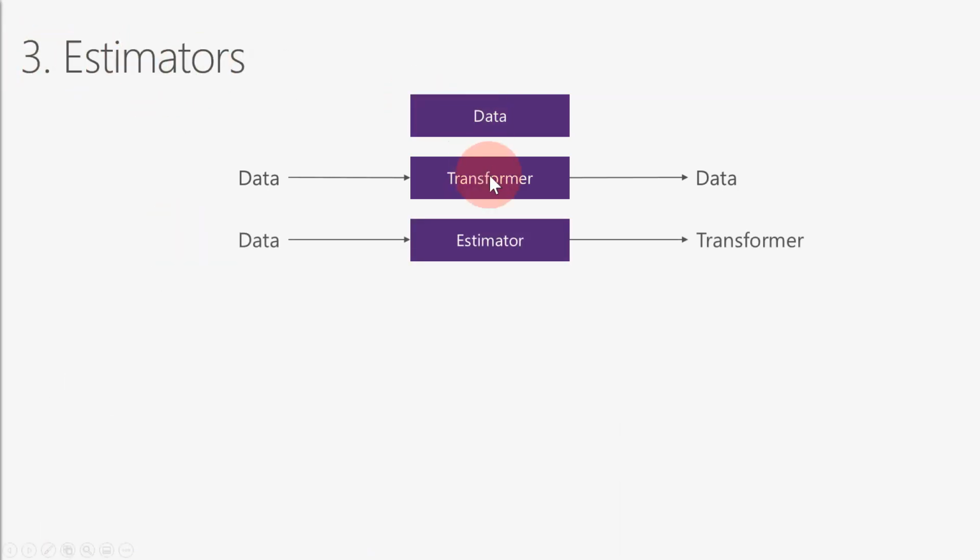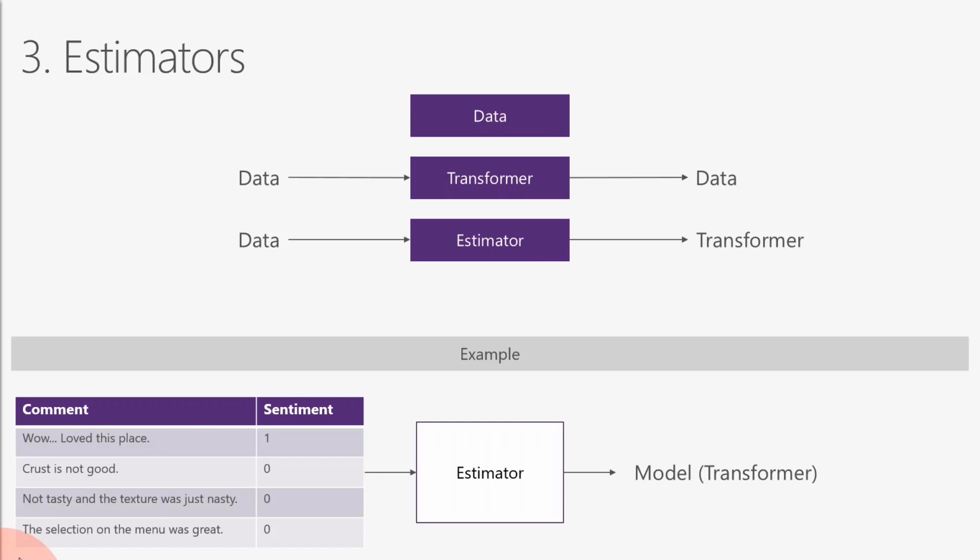And then third idea is estimators. So we have data, transformer, and then estimators. And note the difference here, data goes in, transformer comes out. So data comes in, and then you get something at the end here, and that would be the model that would come out of that process.